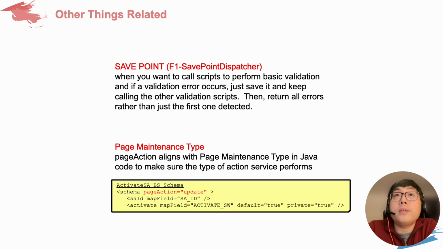The next one is the page maintenance type. So you can see in this business service schema below, we use the page action to tell what action it performs, and it needs to be aligned with the Java code. So over here we could have update, delete, etc. So the Java understands what needs to be performed using the page maintenance.